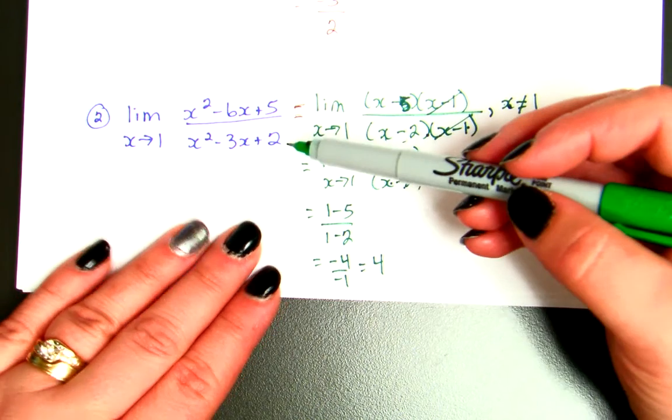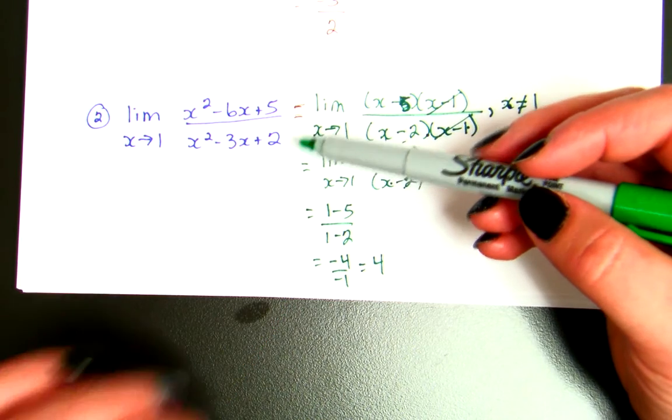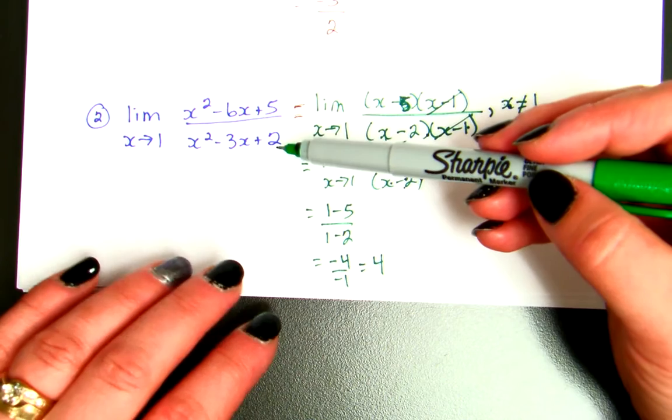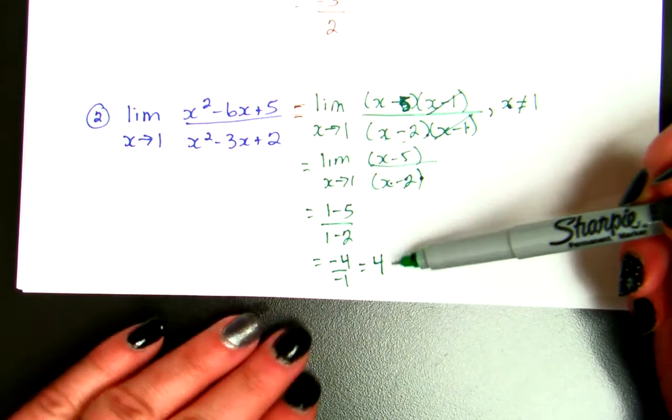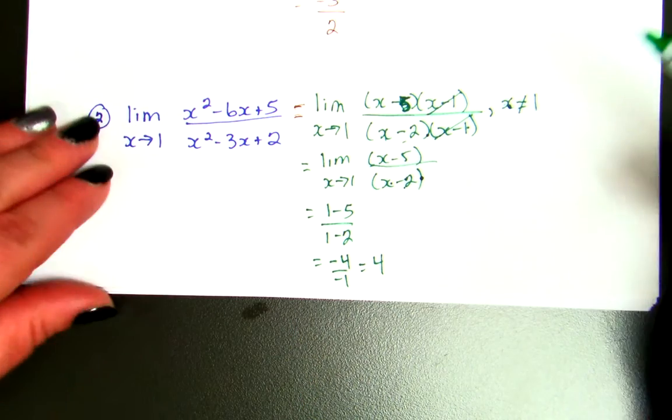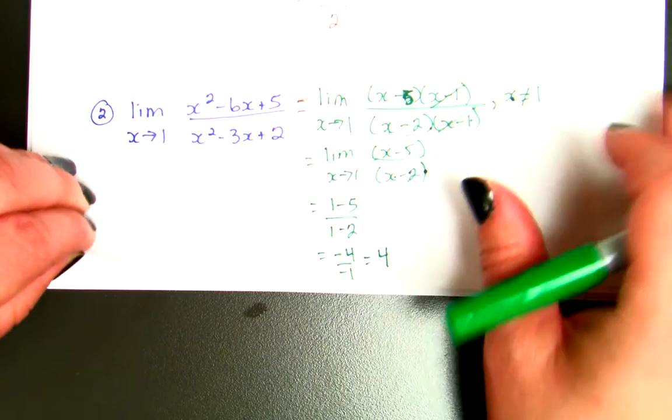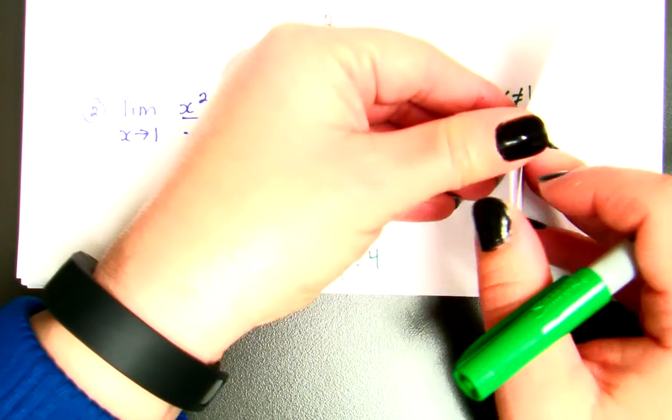So the function itself is not defined at 1. There would be a hole. It would be discontinuous. But it is approaching 4 as it gets closer to 1, because that's what a limit is. What is the graph approaching? Not necessarily what it equals.